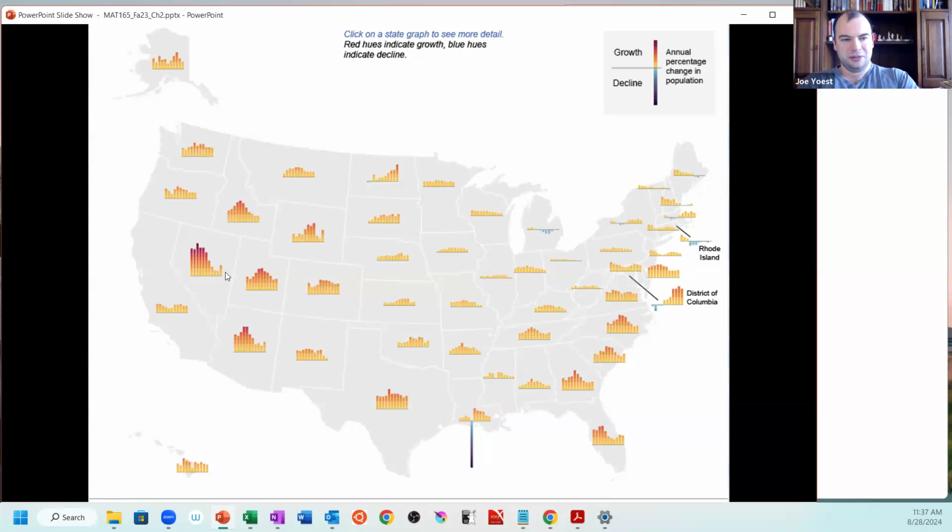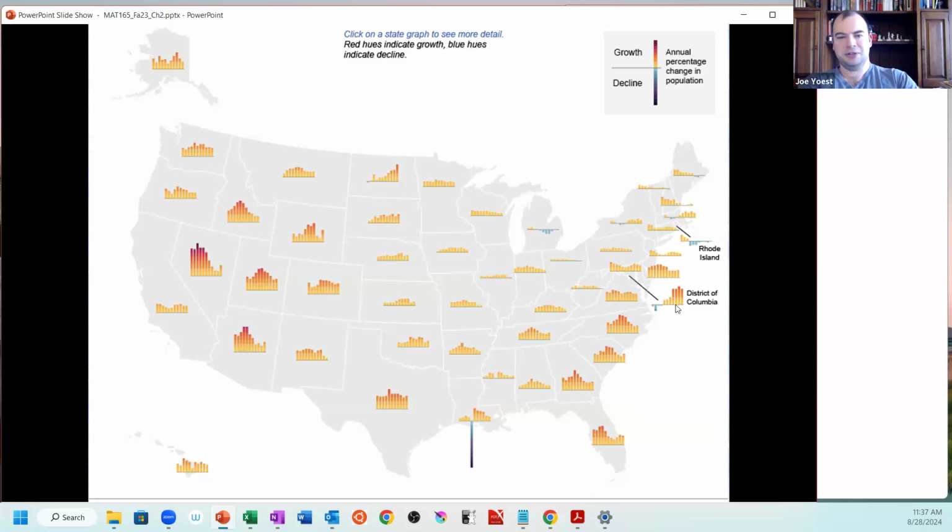But again, we can look really quickly across here. If we're particularly interested in our state, PA, we see just a slow and steady population growth for each of the 10 years. So we can drill down if we want to, but we can also just look over the whole map and see if anything catches our eye.